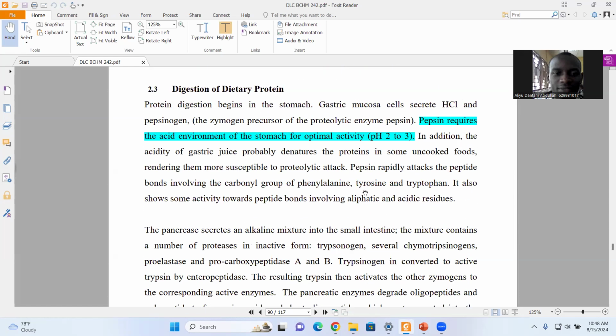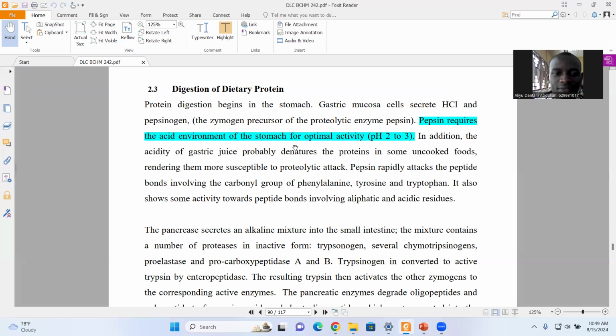Usually when you take in proteins, the digestion of proteins begins in the stomach, okay? The gastric mucosa contains hydrochloric acid. Now, the enzyme in the stomach that breaks down protein is called pepsin. The inactive form of that enzyme is called pepsinogen, which is activated to pepsin through a proteolytic cleavage. And this HCl is there in the gastric mucosa to reduce the pH of the stomach, which is necessary because pepsin works better when the pH is between 2 and 3, okay?